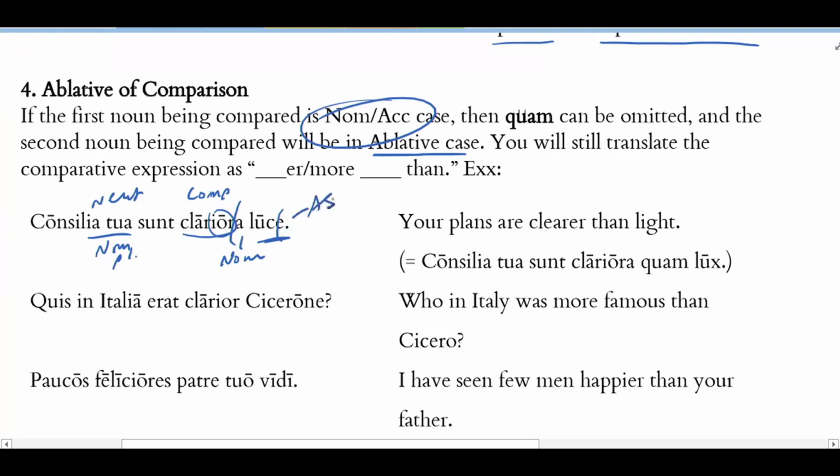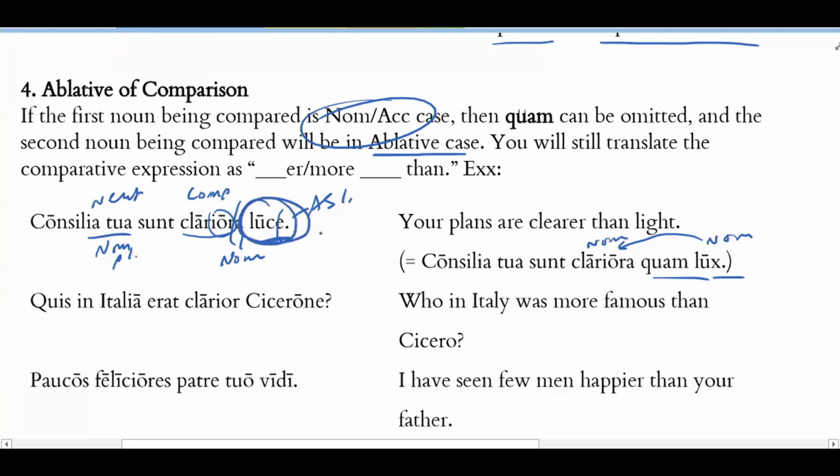Y'all see that ablative case ending? So "is more famous than." We have to supply the word "than" in English. Than light, than luce. So luce is the ablative. This in effect is equivalent to consilia tua sunt clariora quam lux. Lux is nominative because quam requires it to have the same case as clariora, which is nominative. Okay, but when I don't have quam, this is going to be ablative.